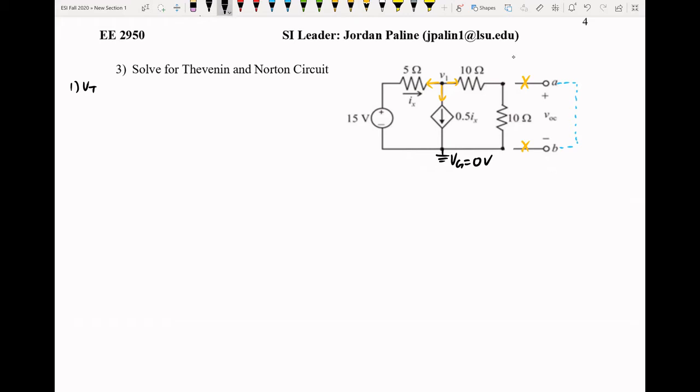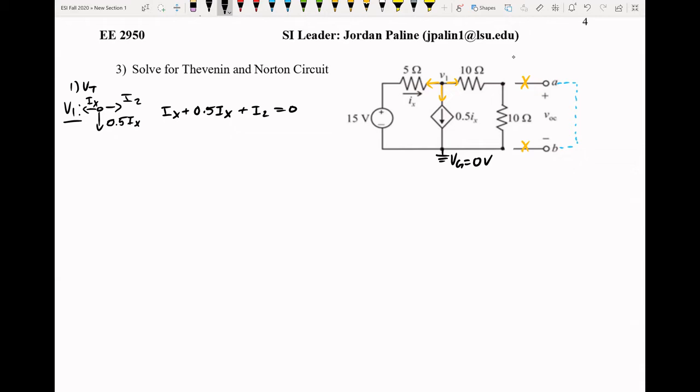So if we do that, this is the V1 nodal analysis. This will be Ix, this will be 0.5 Ix, and we'll call this one I2. That'll be fine. If we write this out on the side here, Ix plus 0.5 Ix plus I2 is equal to 0. All right.